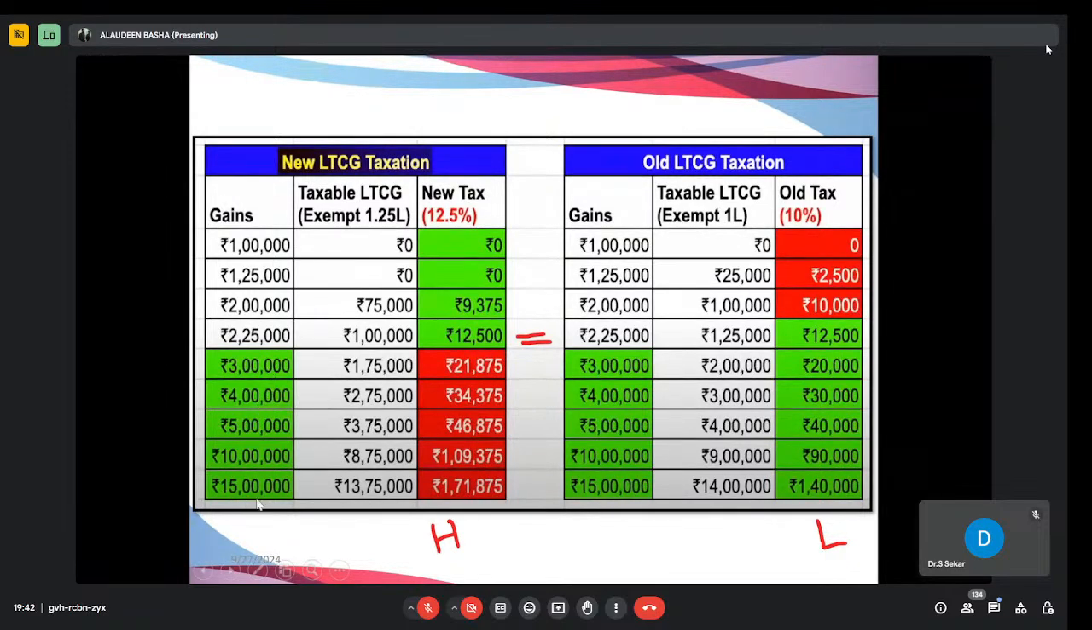If you move on and get 15 lakhs profit in long-term capital gain, you need to pay 1,71,875 rupees tax as per 12.5%. But here you can pay only 1,40,000. So as per the new revised version of the taxation in long-term capital gain, up to the 3rd slab, it's useful for middle class people. But once it crosses the 3rd, 4th or 5th slab, it will somewhat hurt in this new taxation.